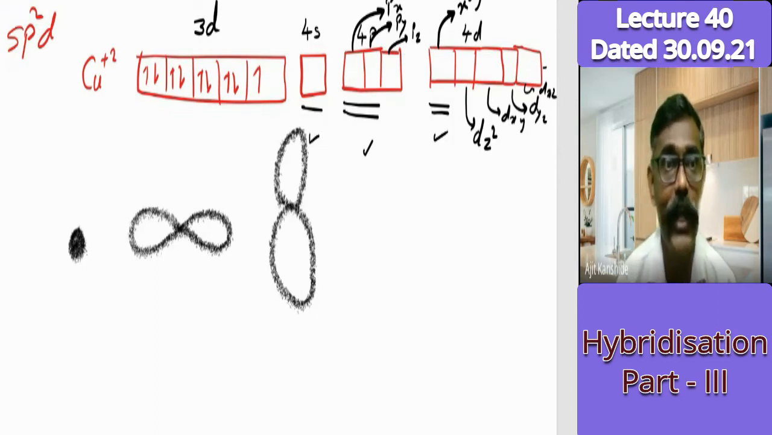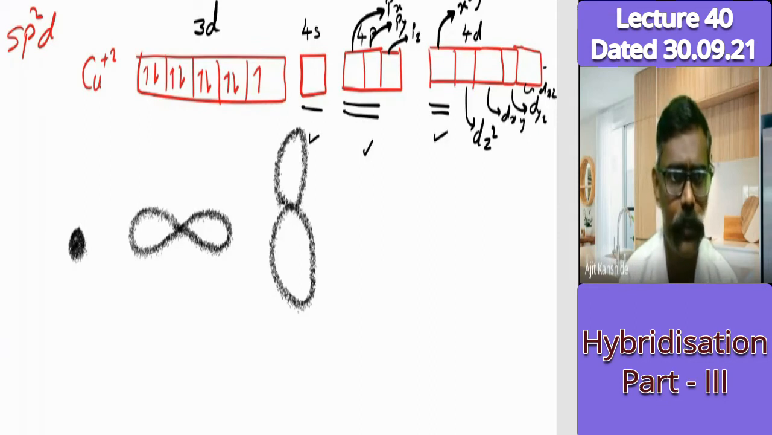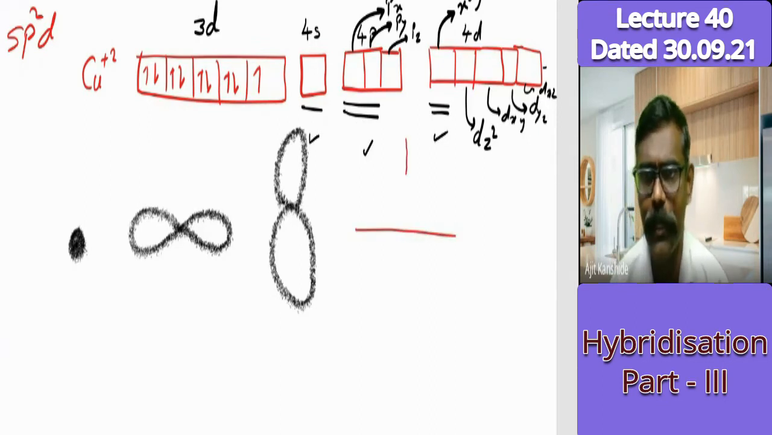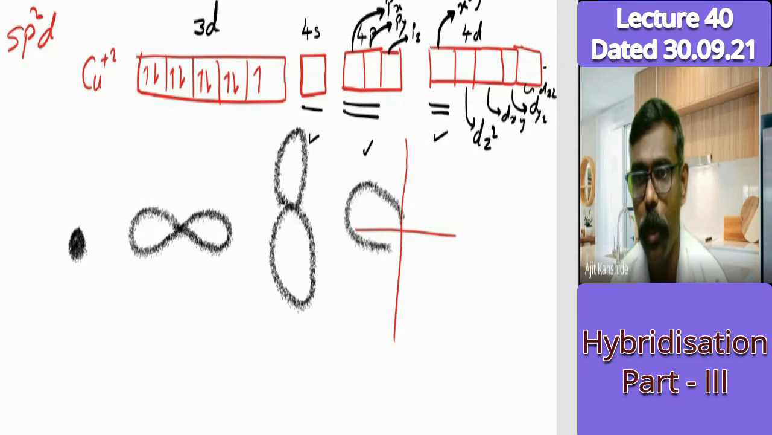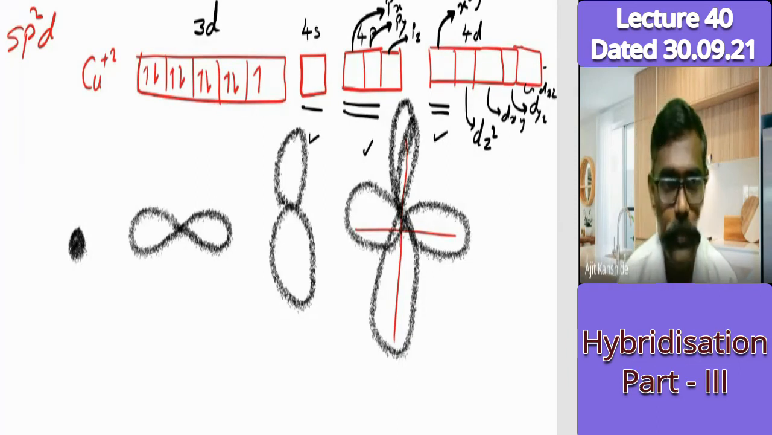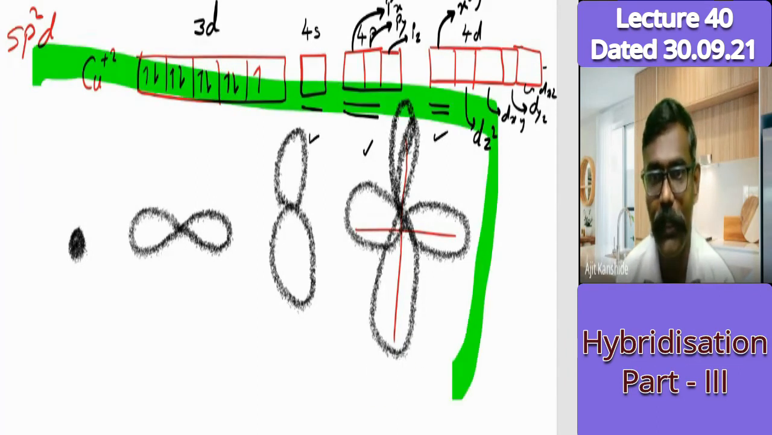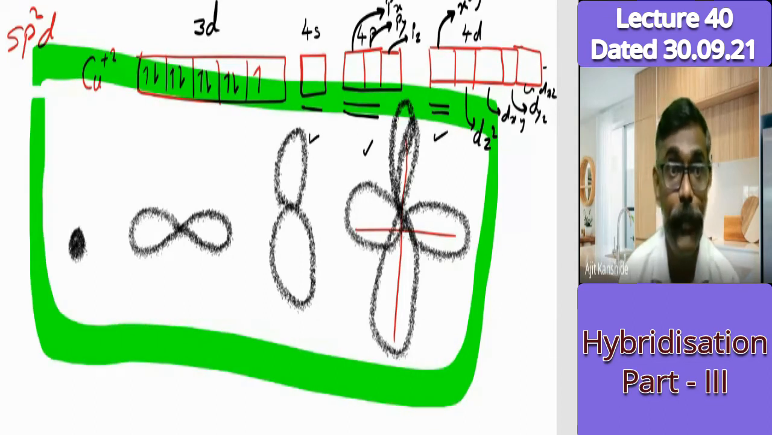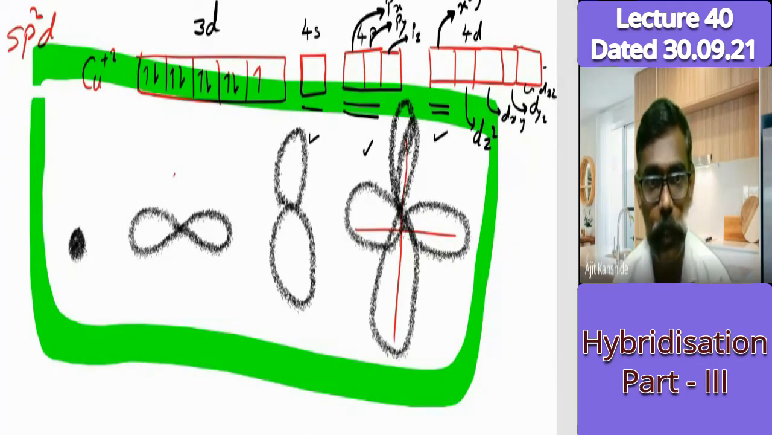That's a dx square minus y square orbital. For your information, I represent here the x-axis, and if I consider the y-axis, then like the px orbital, this dx square minus y square orbital will be along the x-axis and along the y-axis. If you see all these orbitals and they combine, then the preference will be to align in the xy plane, because it is along the x-axis as well as the y-axis.